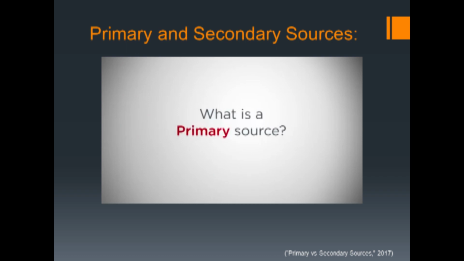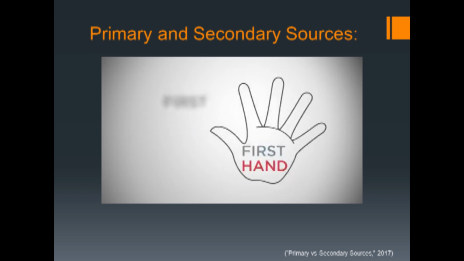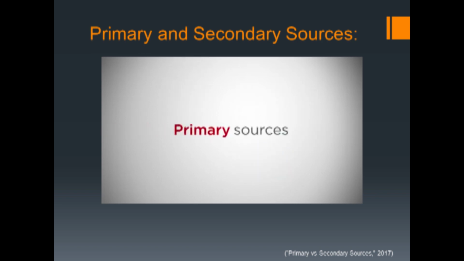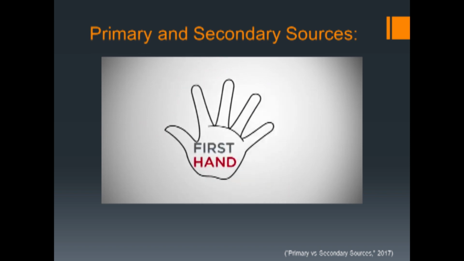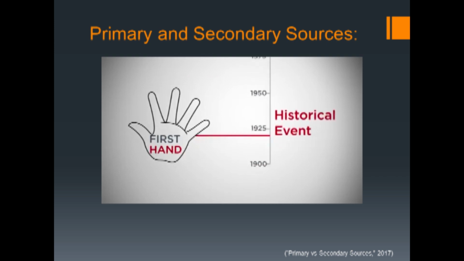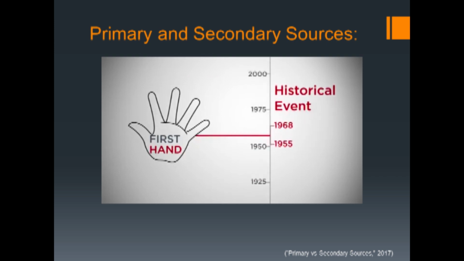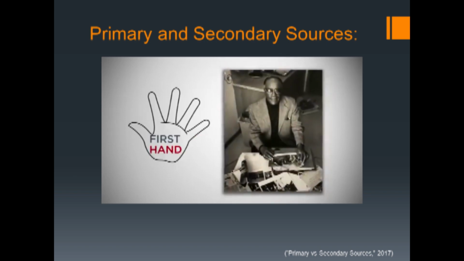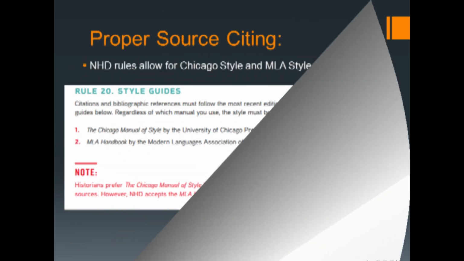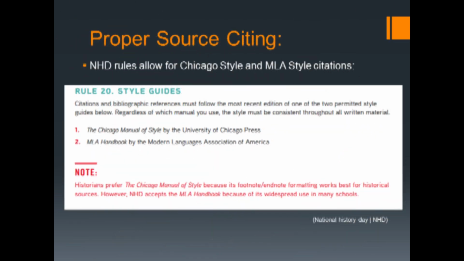Primary means first, or first-hand. So think of primary sources as materials that are first-hand. They're connected to an historical event because they were created during the time of the event or because they involve someone who participated firsthand.